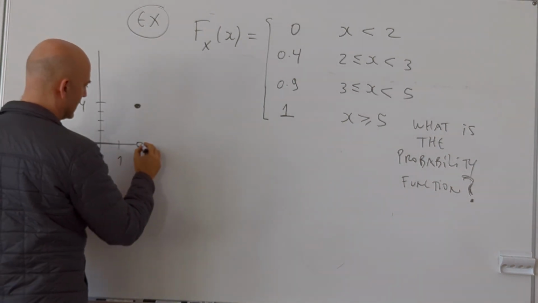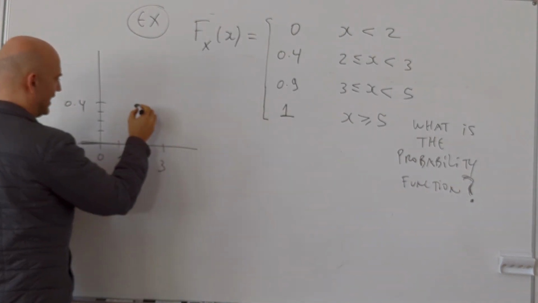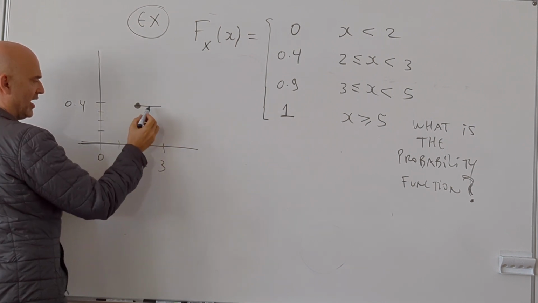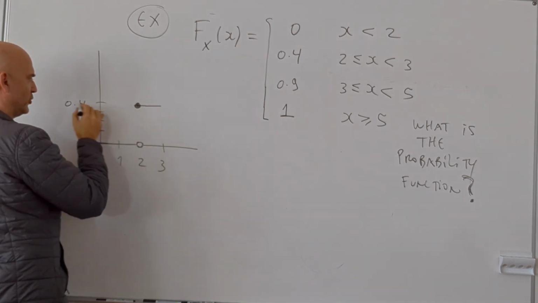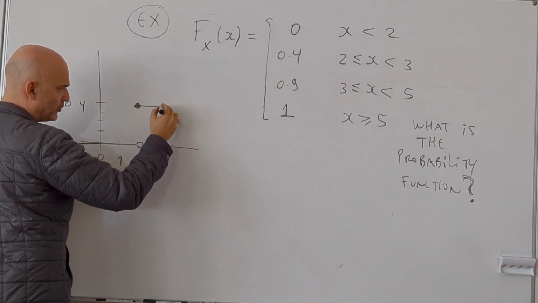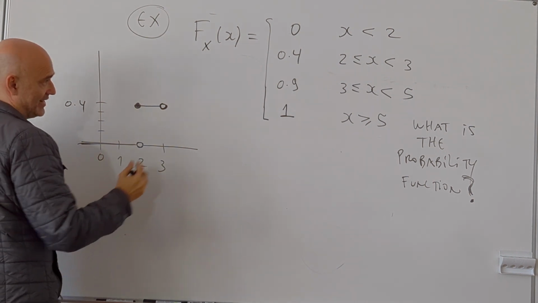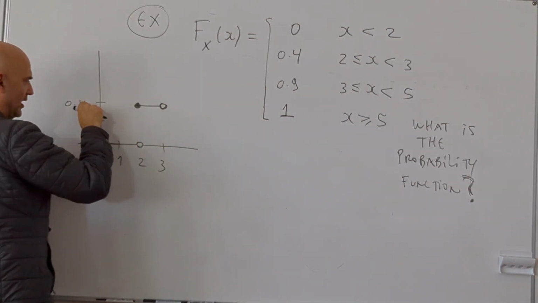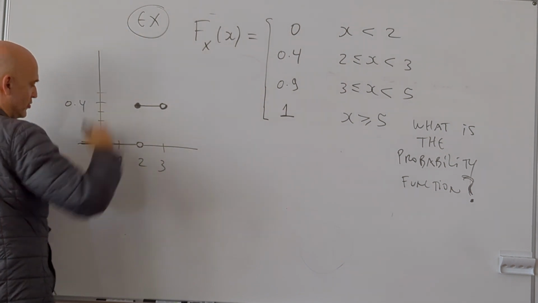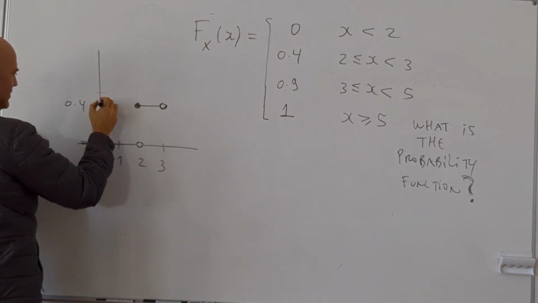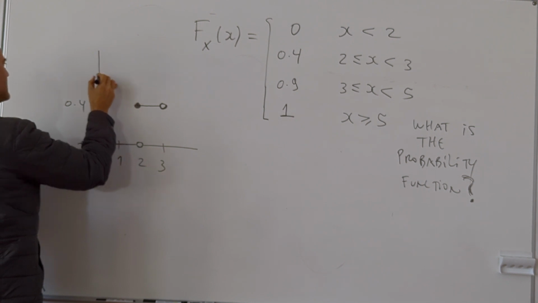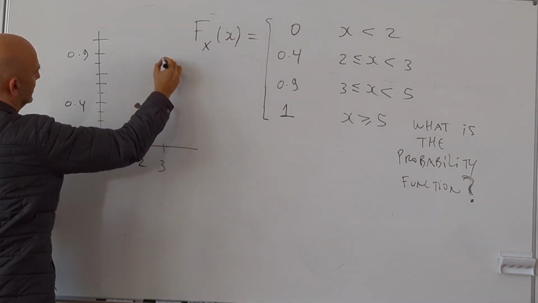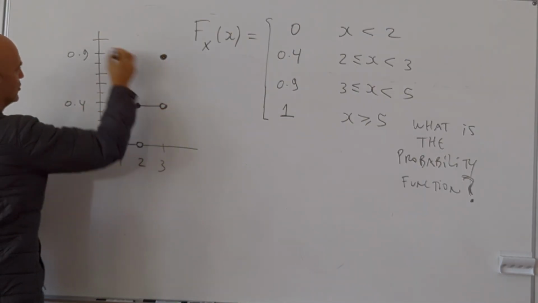So I will put here a horizontal segment between 2 and 3. All values have output 0.4. But when we reach the 3, I put here a closed ball, because now the output of 3 is 0.9. So we have a jump from 0.4 to 0.9. So let me put here 0.5, 0.6, 0.7, 0.8, 0.9. Okay. Here is 0.9, and we jump from 0.4 to 0.9.